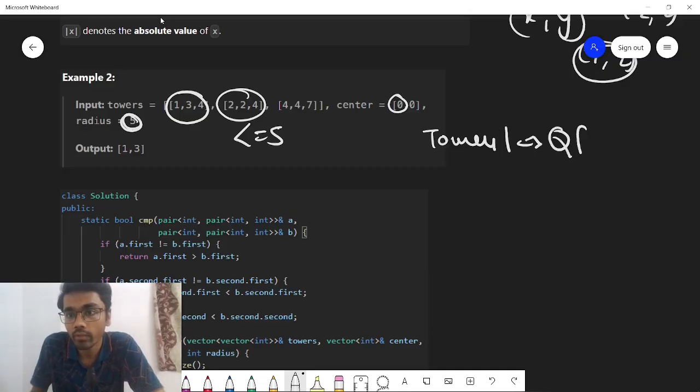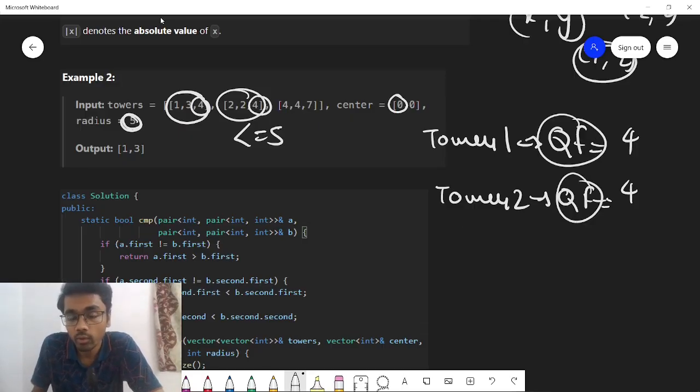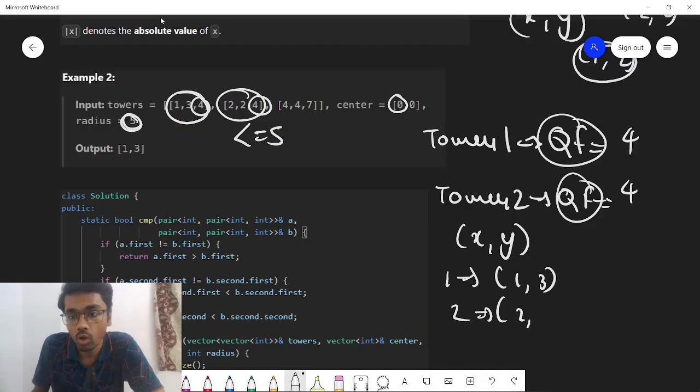So its quality factor is 4, and tower 2's quality factor is what? It is also 4. So now there is a tie in the quality factor also. Then we need to do what? We need to compare the coordinates of both of these towers. Tower 1 has coordinates 1, 3, and tower 2 has coordinates 2, 2.